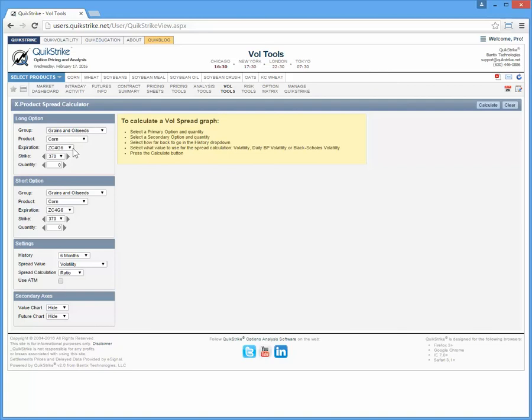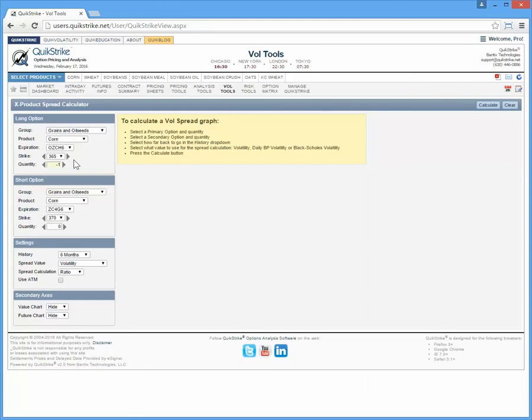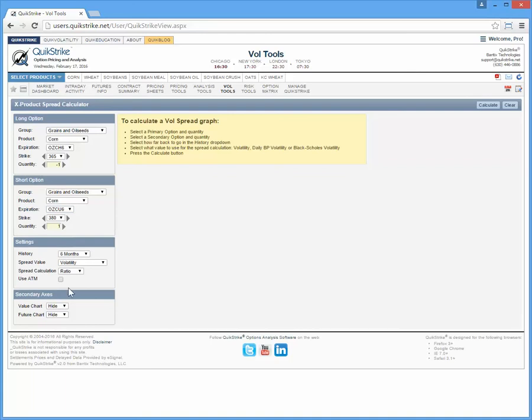So let's just do the same spread that we did previously. So let's go down to OZCH and let's sell that guy. And let's go down to OZCU, okay, and buy that one. And then down here you see where my settings are. So I'm going to do 6 months. I'm going to use my spread value of all.